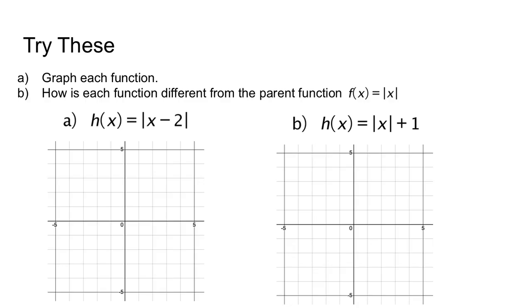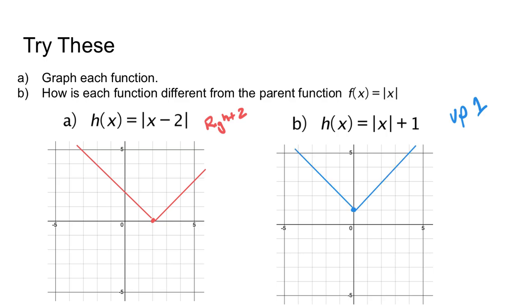Okay, now that you've had a chance to work on these problems, let's go over them. In part A, the absolute value of x minus 2, you should know that this means I move everything to the right 2 units, which means your graph should look like this. For B, you should have said that this is moving up 1 unit, which means your graph should look like this.